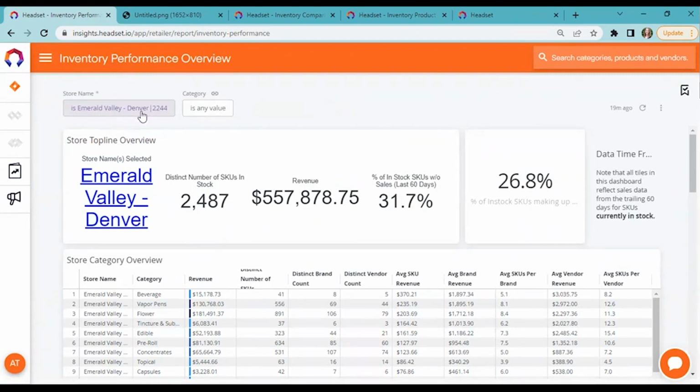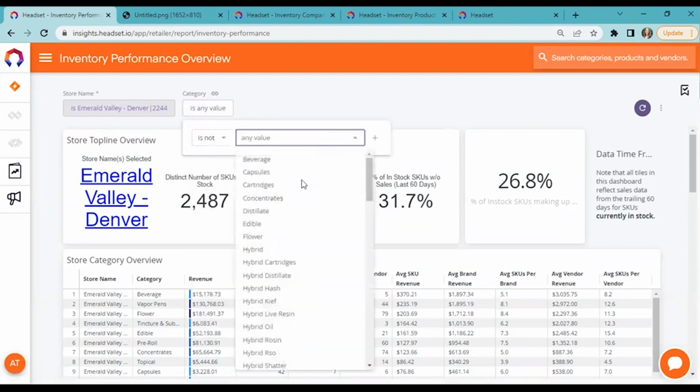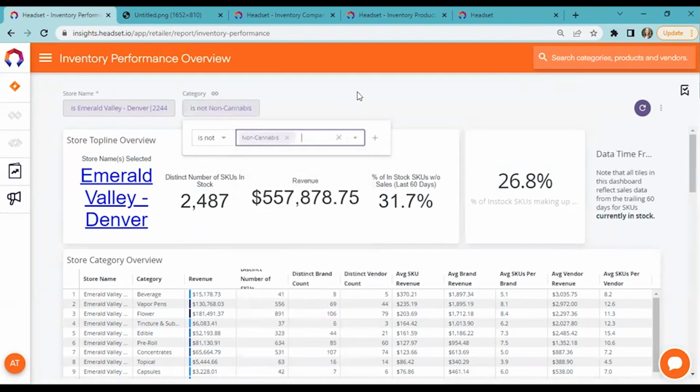So within the store name, you can select whatever store you want to take a look at, and we can go from there. Category, to get a high level overview, we typically leave this blank. Some people like to focus on the cannabis related items, so you could do that with "is not" or "is not null" and segment out non-cannabis related items. Otherwise, it's nice to get a full picture of what your categories look like here.